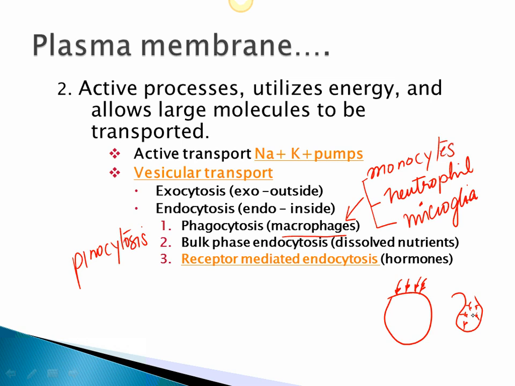So again, I'll show you a video of this. And we have pictures also of this, okay? So this is called receptor-mediated, meaning there are specific receptors which will interact with a substance. So that's why the receptors mediate it. Not everything can go in by this manner, okay? So let's look at sodium-potassium pumps.